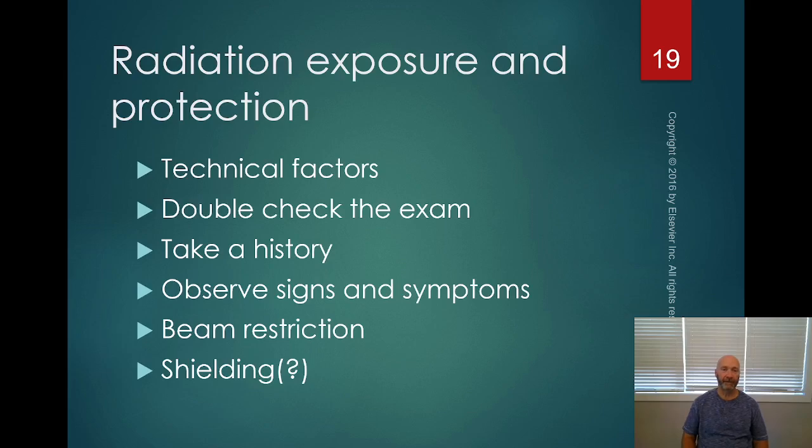Does the history fit? Is the patient complaining of pain in the extremity that was ordered for the exam? So take your history, apply that, observe for signs and symptoms. Make sure that you use beam restriction. So remember back from Bontrager's chapter 1, Rollins developed beam restriction for the sole purpose of cutting back on radiation to the patient, and it still applies.